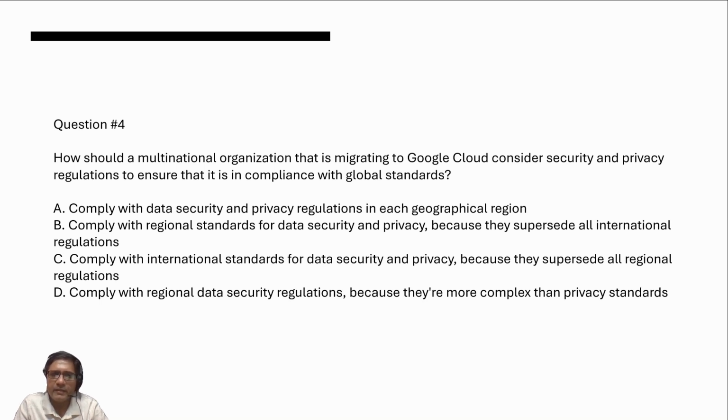Option A, comply with data security and privacy regulation for each geographical region. Option B, comply with regional standards of data security and privacy because they supersede all international regulations. Option C, comply with international standards for data security and privacy because they supersede all regional compliances. Option D, comply with regional data security regulations because they are more complex than privacy standards.